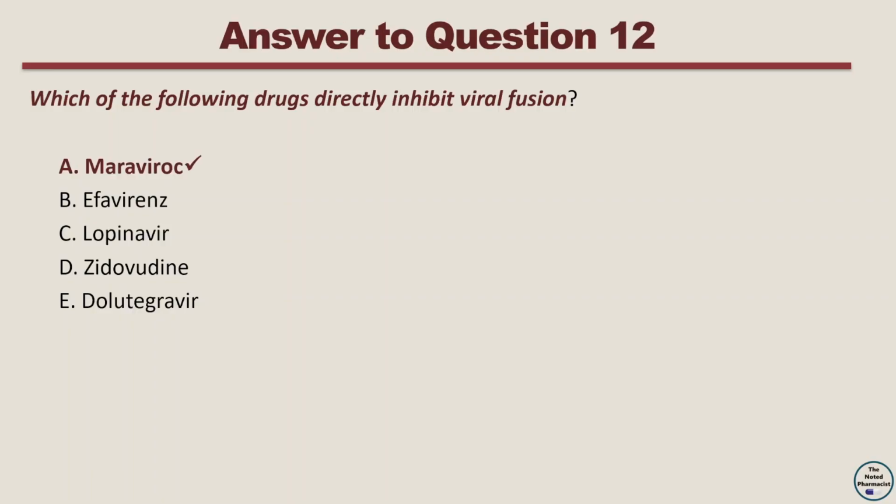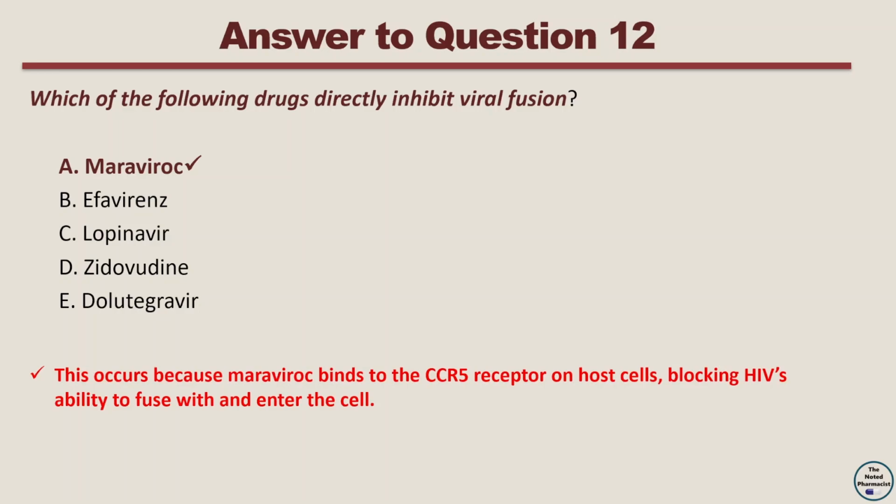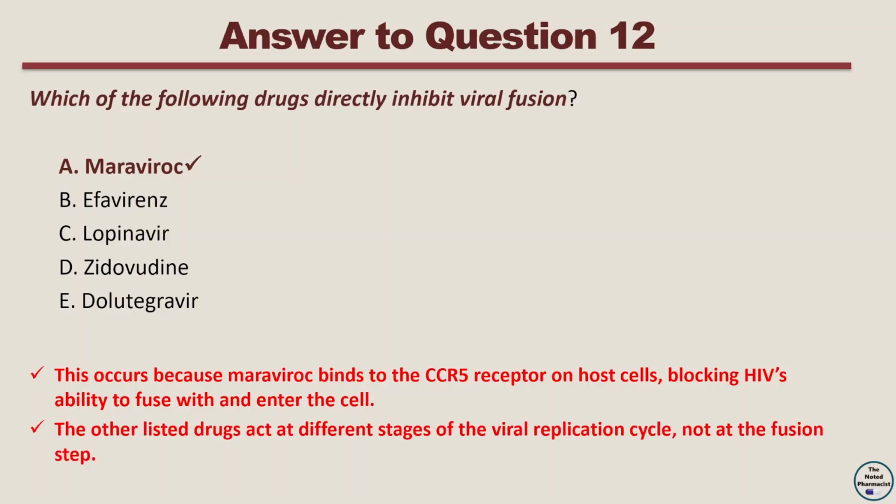The correct answer is option A, Maraviroc. This occurs because Maraviroc binds to the CCR5 receptor on host cells, blocking HIV's ability to fuse with and enter the cell. The other listed drugs act at different stages of the viral replication cycle, not at the fusion step.